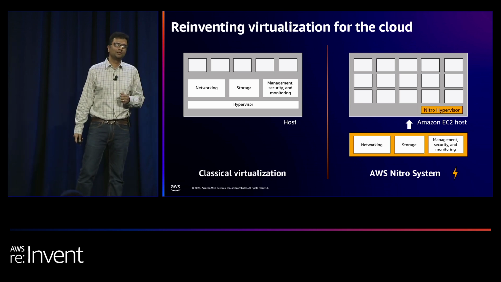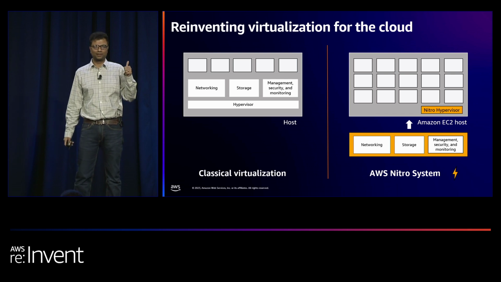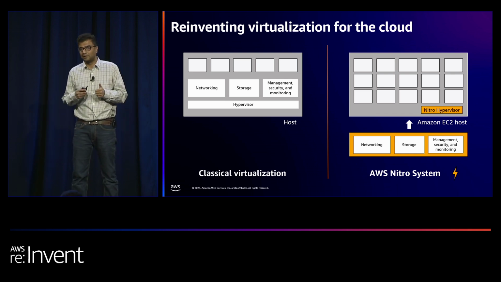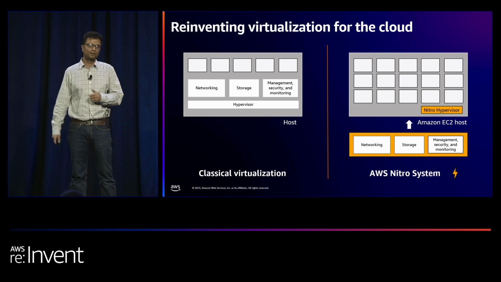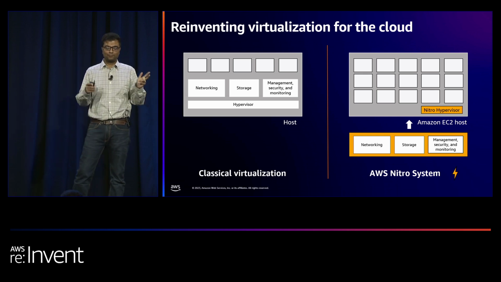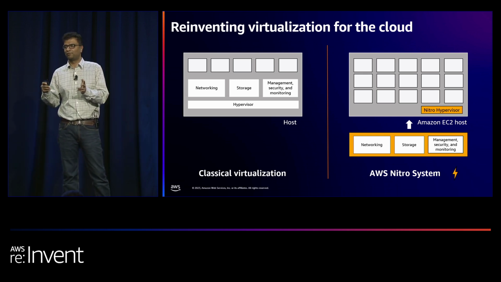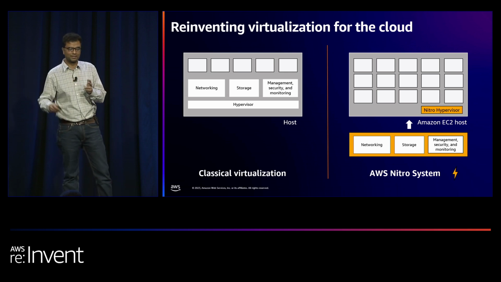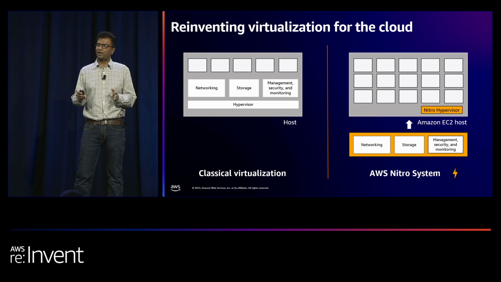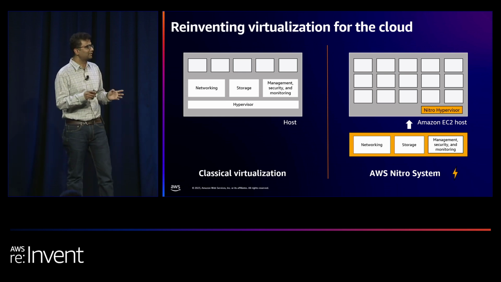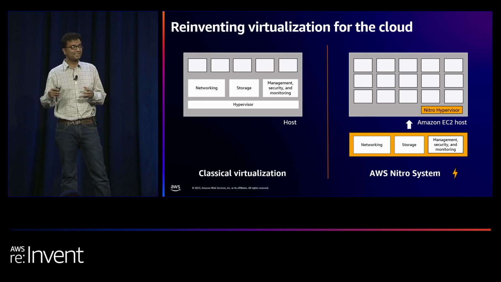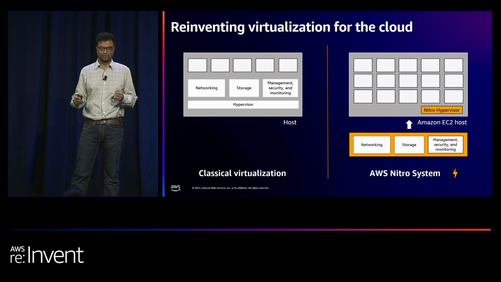Essentially, we are trying to solve three key problems with the Nitro System. One is to reduce the hypervisor tax so that we can give you the compute resources. Two, to limit the performance variation. And thirdly, to have a system which will be a foundation for all of our EC2 instances. This required a large departure from classic virtualization technologies intended for on-prem usage, and a reimagining of how it would look in the cloud.